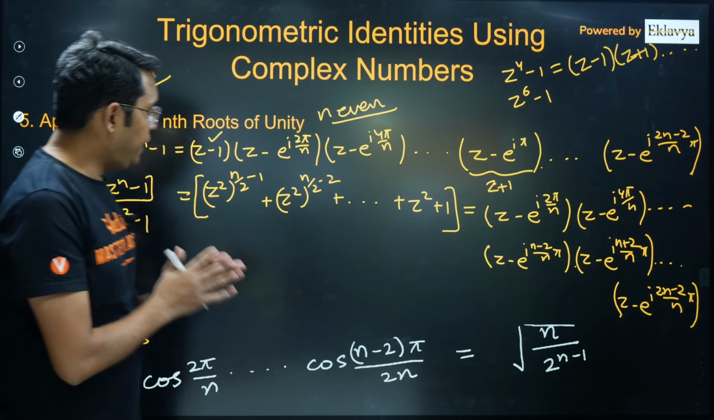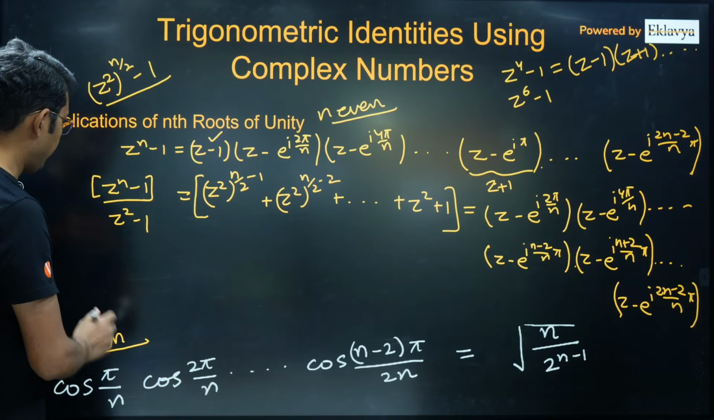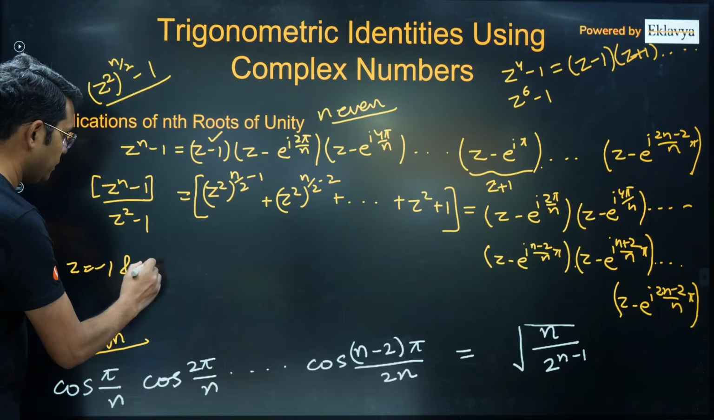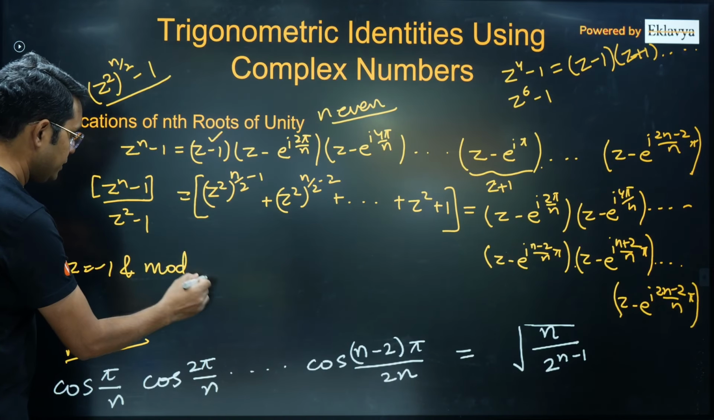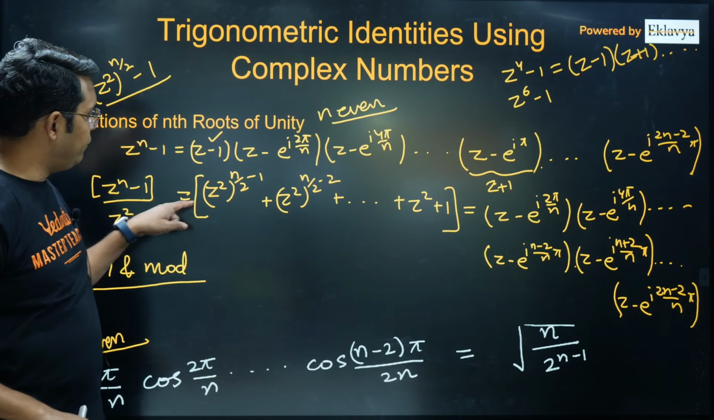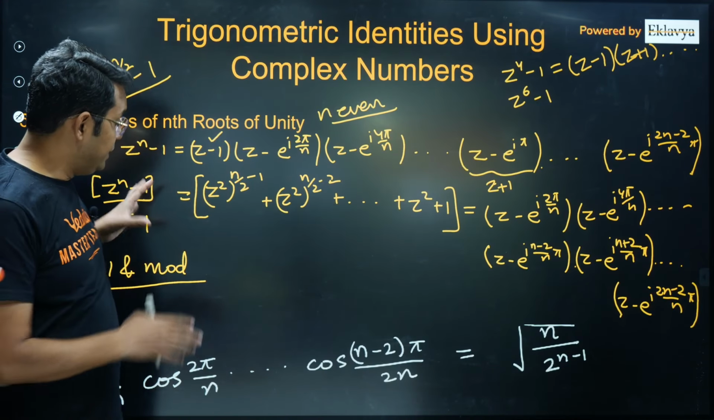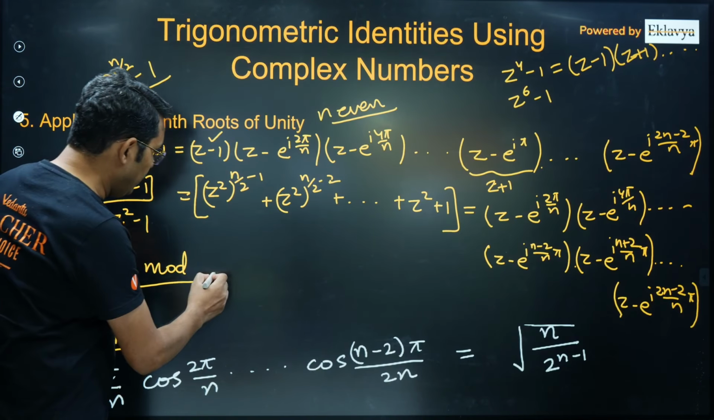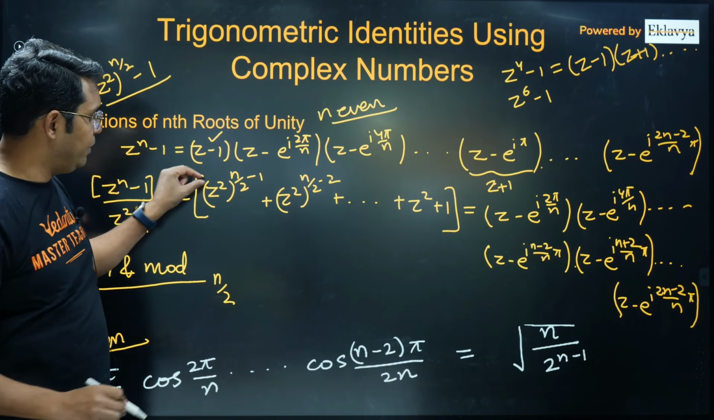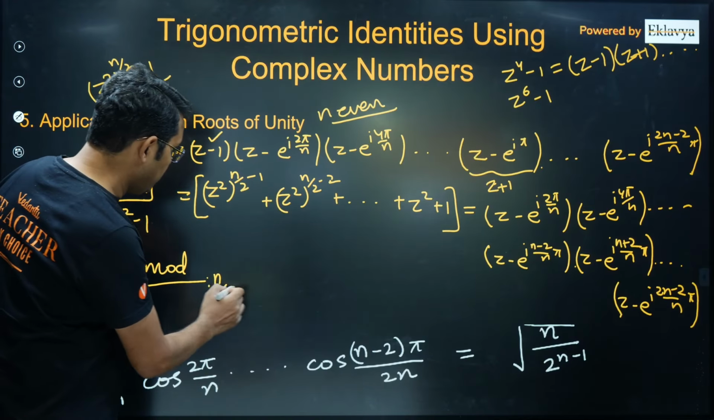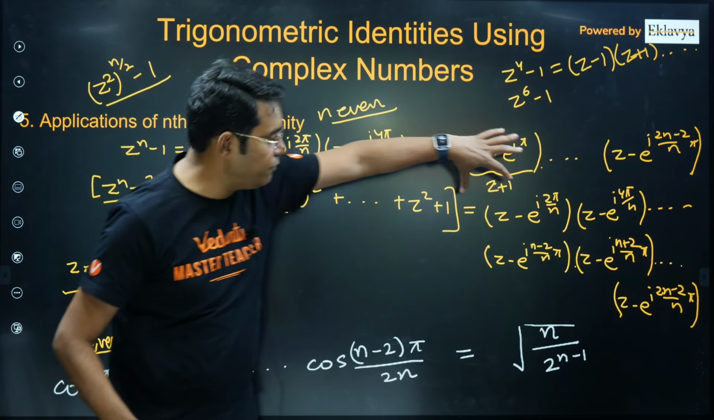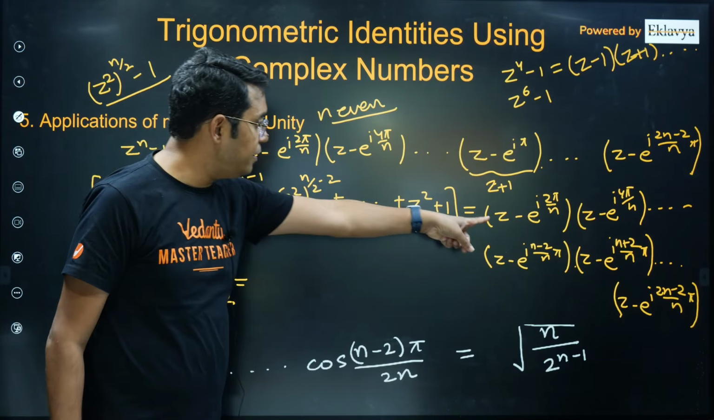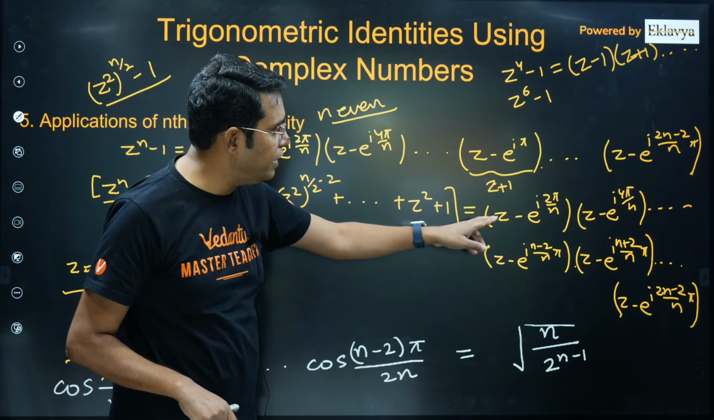Now here also what we have to do is put z equal to minus 1 and take mod both sides. Z equal to minus 1 will give you these terms, which are n by 2 in number, you can count. So that will be n by 2 here, because every one will become 1, 1, 1. And on the right hand side, if I start taking the mod, for minus 1 it is like 1 plus this thing.